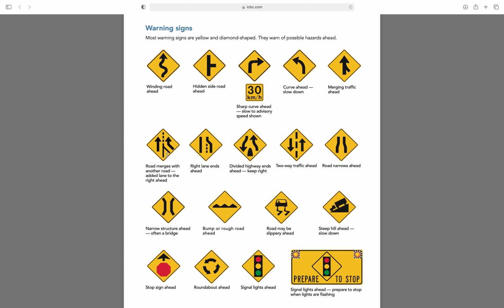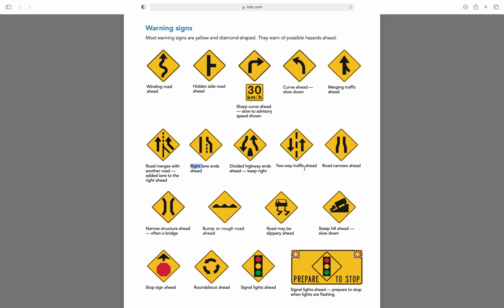Road merges with another road, right lane ends. This one, of course, is really common. You're always going to see it because the right lane usually ends and merges in, like on highways or even just streets in general. This one, not so common.